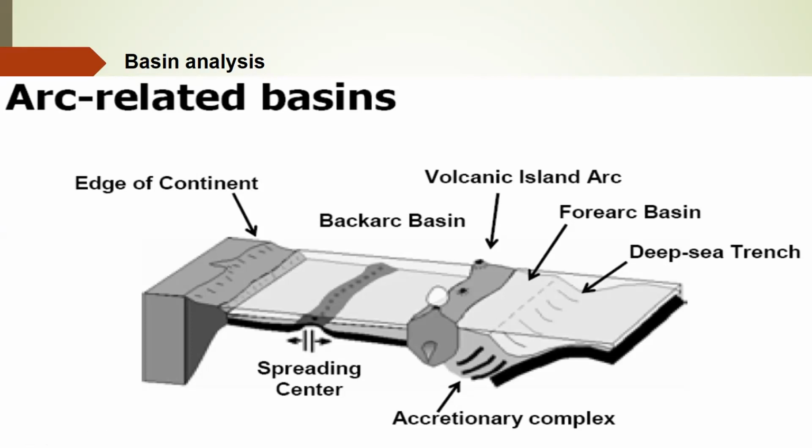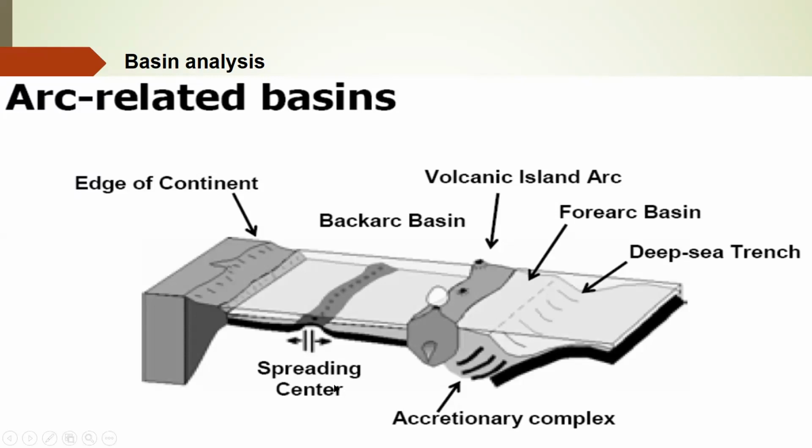Sir, at the very left side, there is a spreading center. That means there is a divergent boundary. Okay, right. Back arc basin is forming there. And at the right side, there is a deep trench system. That means there is a convergent boundary. One plate is subducting into another plate.